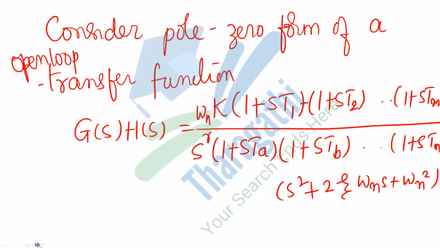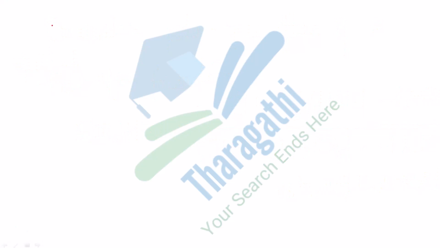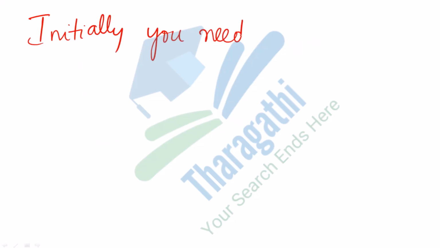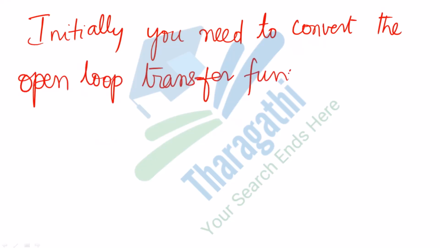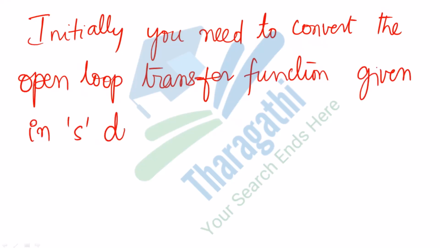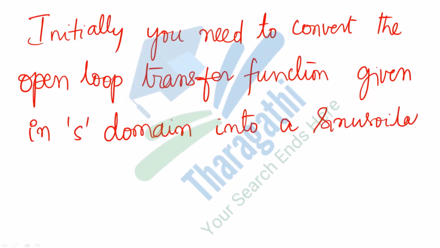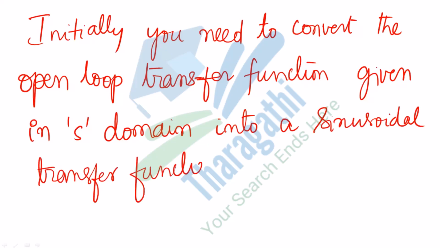The first step for drawing the Bode plot is that you need to convert the open loop transfer function given in the S domain into a sinusoidal transfer function. You know that a sinusoidal transfer function is obtained from a transfer function expressed in the S domain by substituting s equal to j omega in the open loop transfer function.